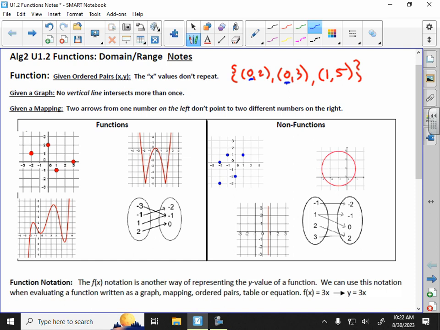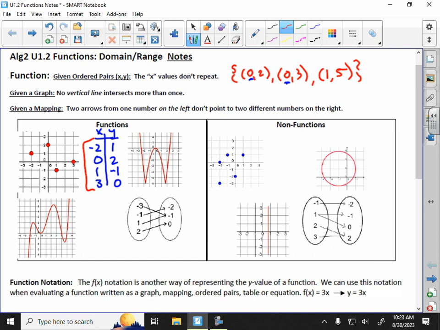So if we look at this first one with these four ordered pair points, we can list out the ordered pairs with x comma y. You could also list them out as a table. If we list out the points, we have (-2, 1), (0, 2), (1, -1), and then (3, 0). If we look at all the x values, none of the x values are repeating, and so this is a function.